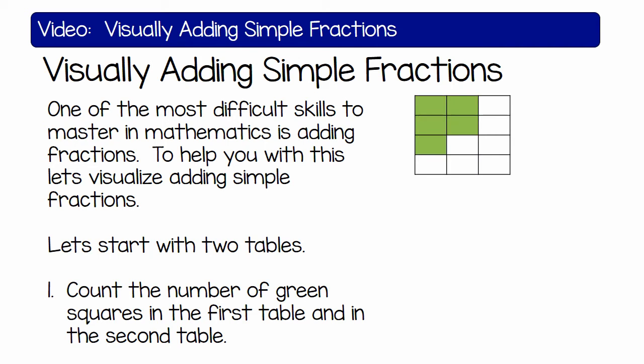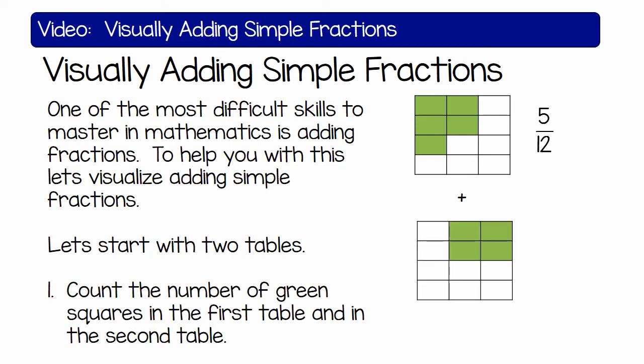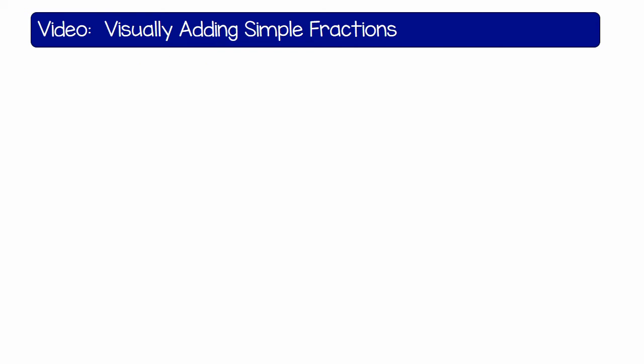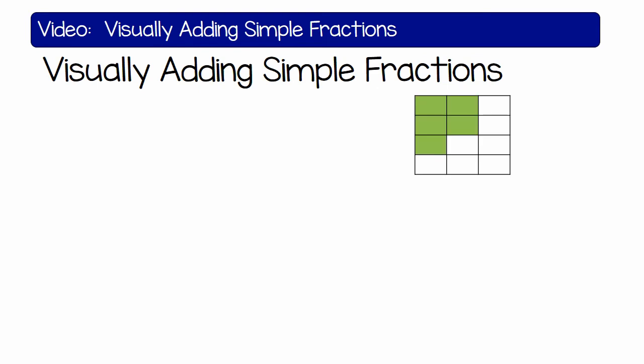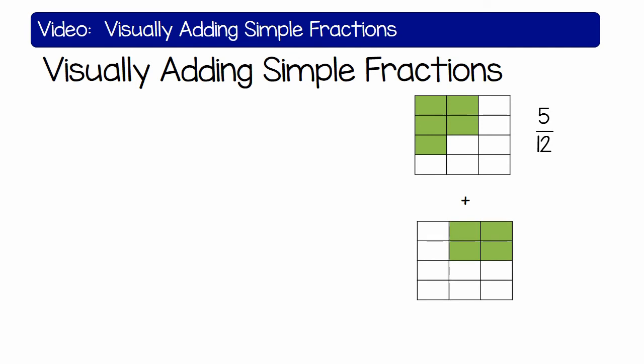Here is your first table. We have 5 squares colored out of a possible 12 squares. This would give us the fraction 5 out of 12. We're going to add that to a second table where we have colored 4 squares out of a possible 12, giving us the fraction 4 out of 12.